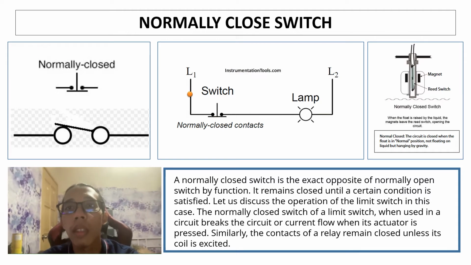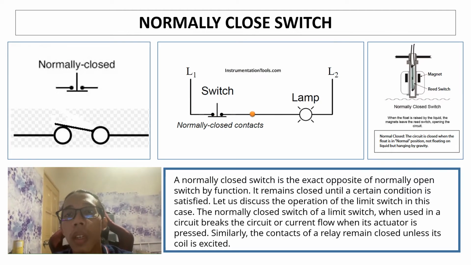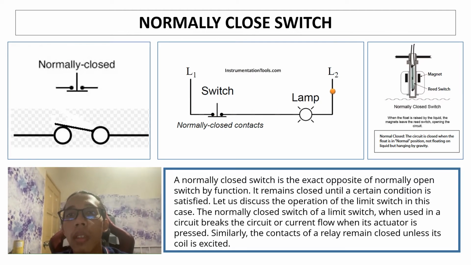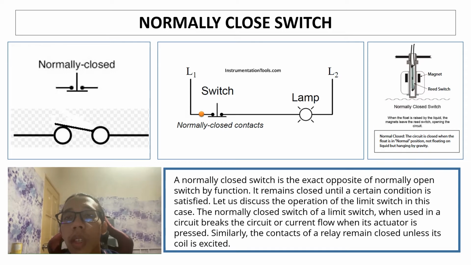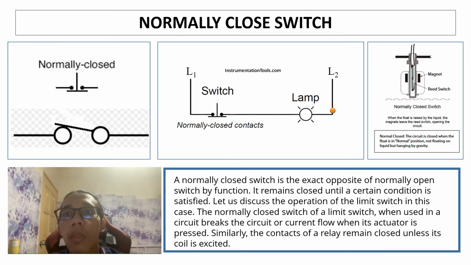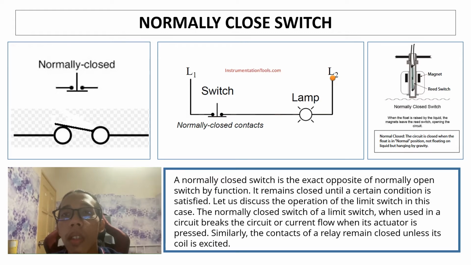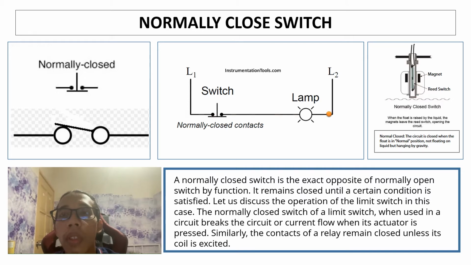As we can see in the picture above, when the current tries to go through the switch from L1 to L2, the current will pass through because the switch is connected to the circuit, which lets the current pass through from L1 to L2.